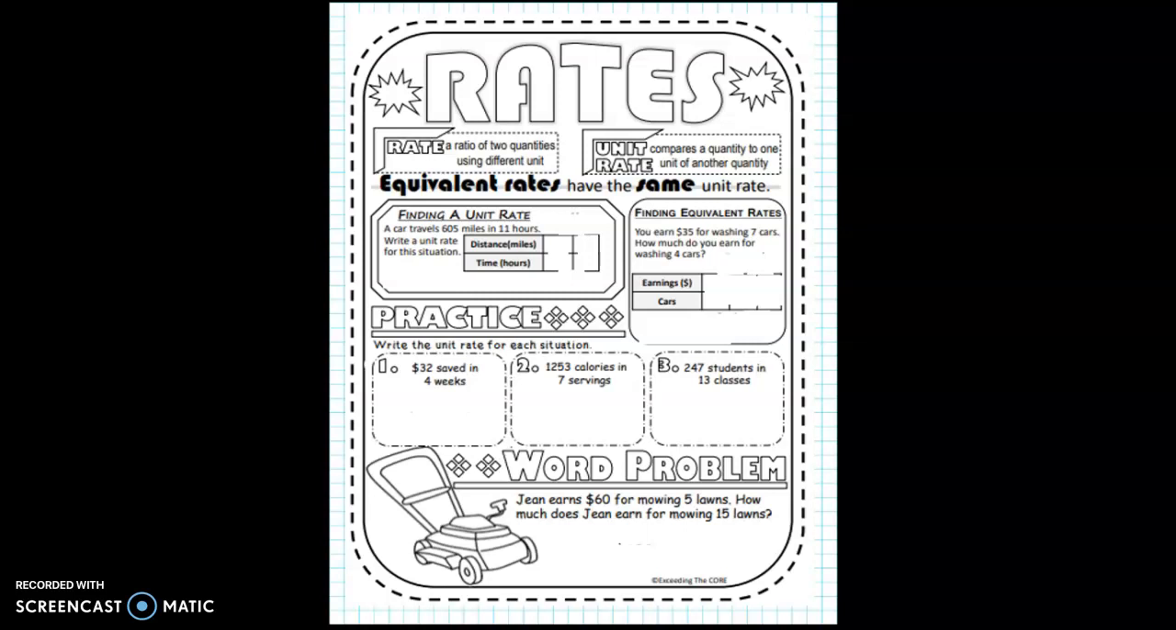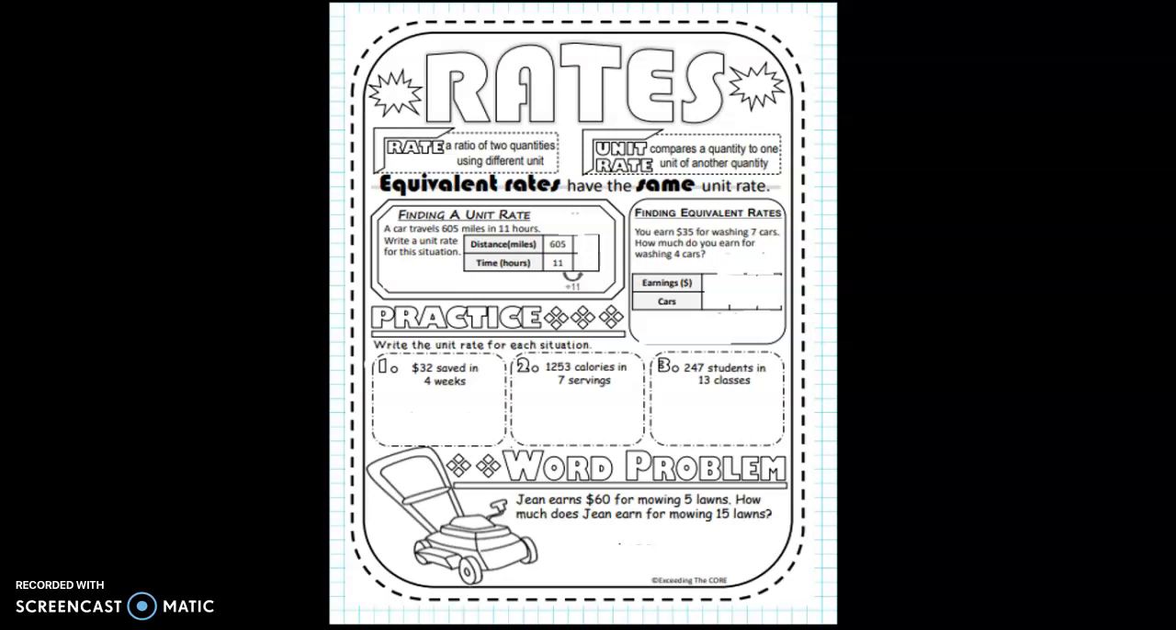Finding a unit rate. A car travels 605 miles in 11 hours. We can use a table to help us find unit rates. First, set up the table with distance and time. Then record 605 miles in the 11 hours. Now we need to change the time to be 1 hour because we want to know how far the car travels in 1. To do this, we are going to divide by 11 because 11 divided by 11 is 1.